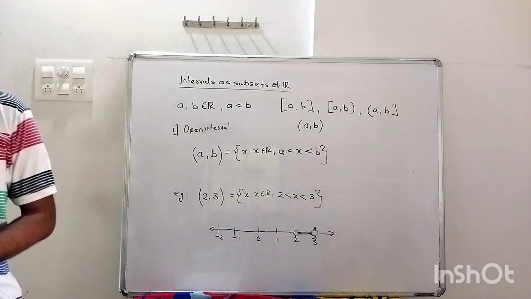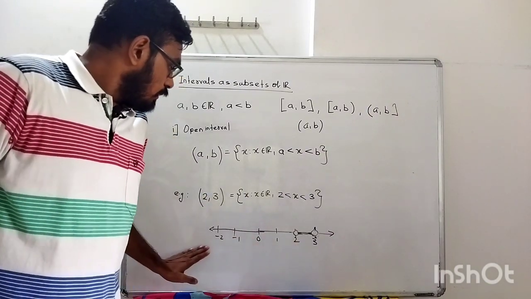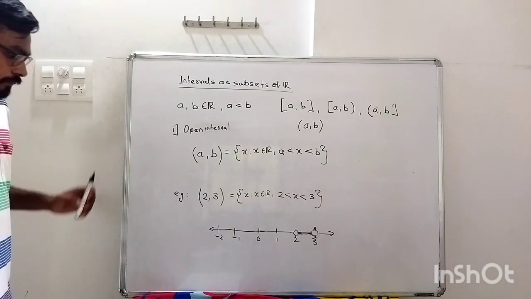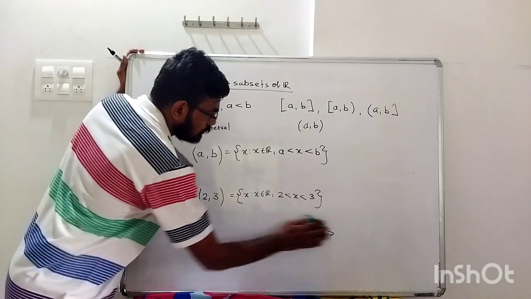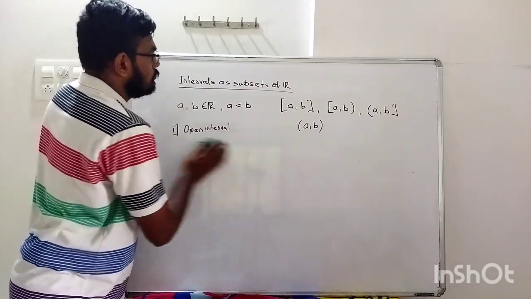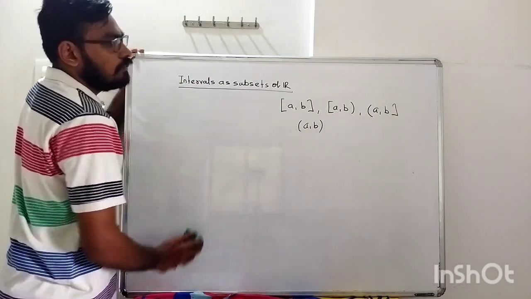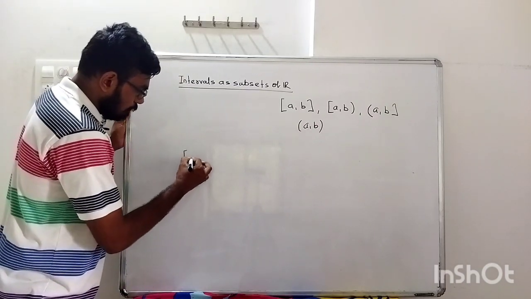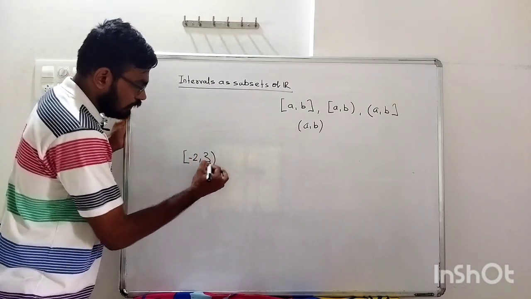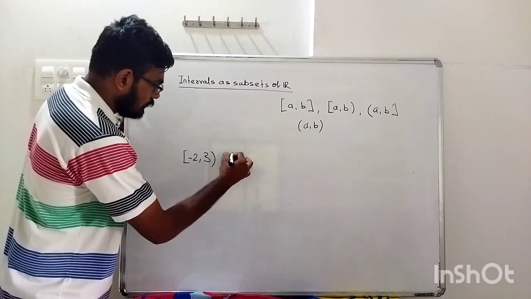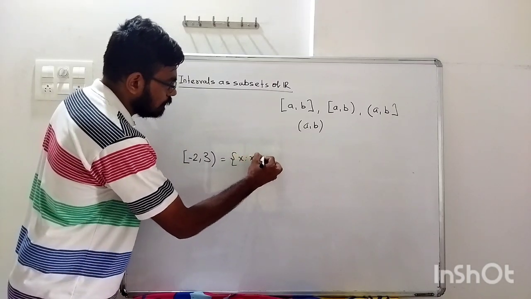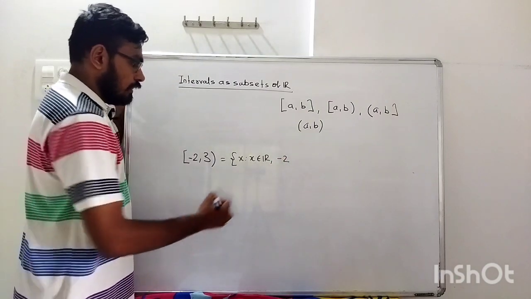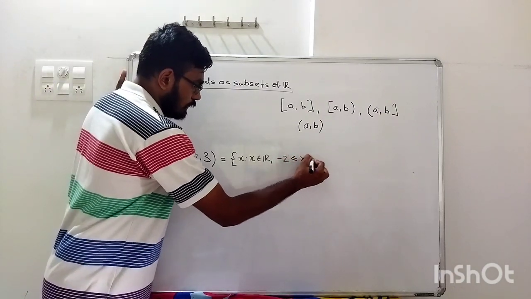Okay, and on the real number line we show it like this. These are the 4 types of intervals that we are learning. Now there can be any number. For example, if I put -2 and 3, that means what? X such that x is a real number, and what do we do? -2 we write less than or equal to x less than 3.